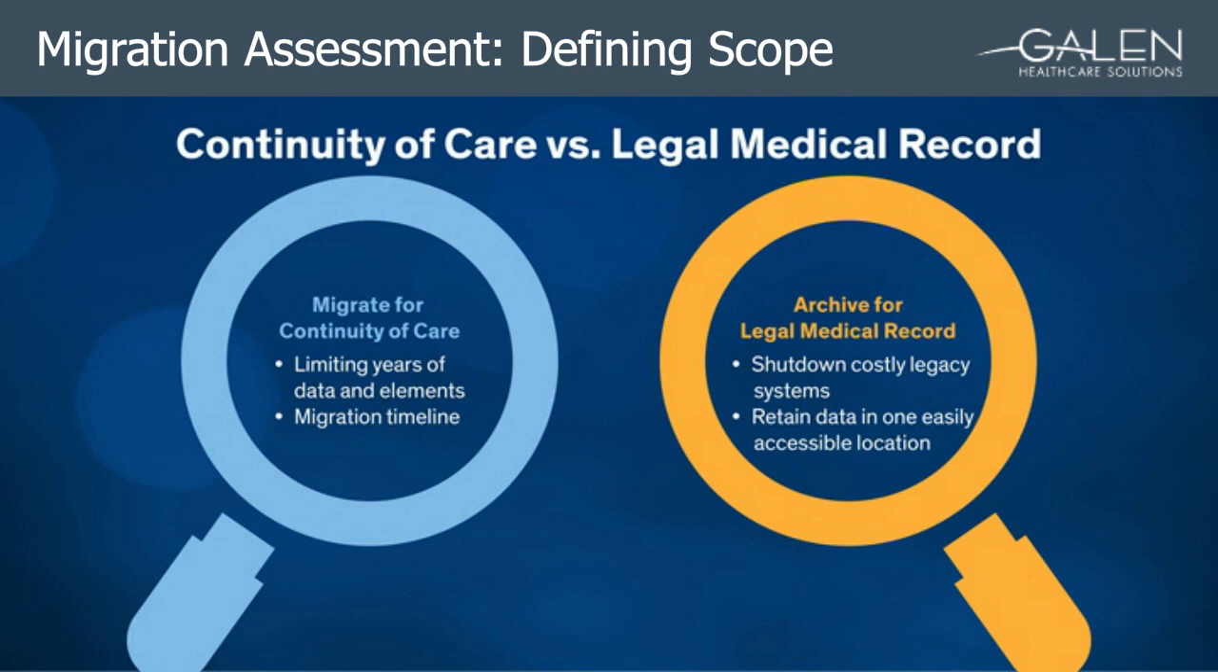While going through this process, it's really important to separate the need for continuity of care from the need for retaining a legal medical record. We focus on continuity of care from a migration perspective, while for the legal medical record, we focus on an archive strategy. You certainly want to shut down those legacy systems and save that associated cost, but you're not going to be able to migrate everything to retain your legal medical record. So this is where the need for an archiving strategy comes into place. Next slide, please.